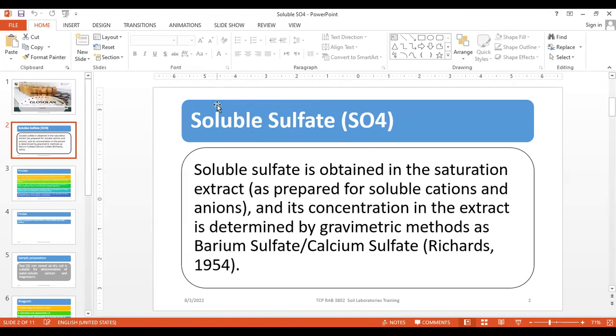Then it can be measured based on the atomic weight of barium sulfate. One part of it will be sulfate, and the other part will be barium or calcium. So you make a ratio to determine the sulfate from the barium sulfate.